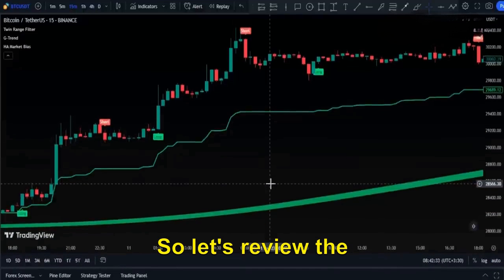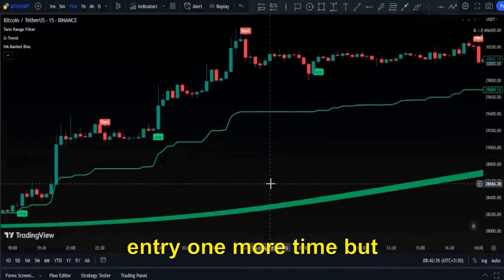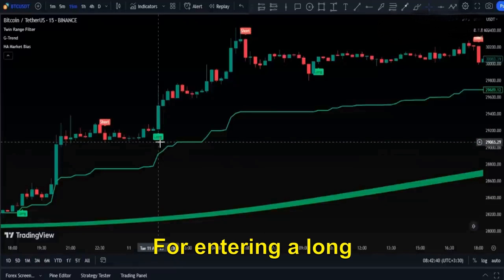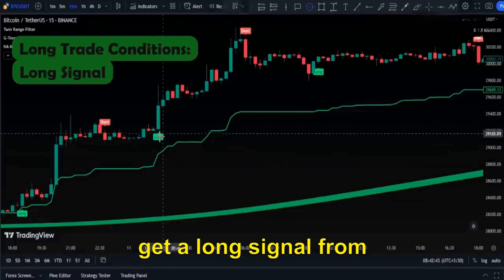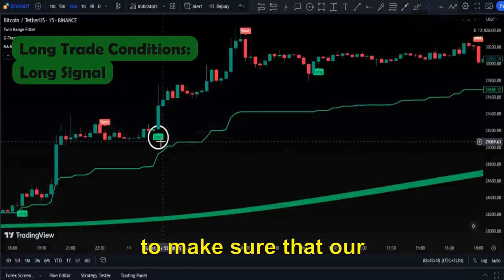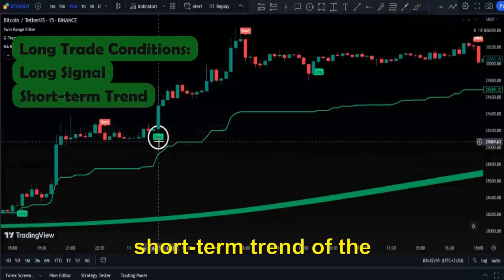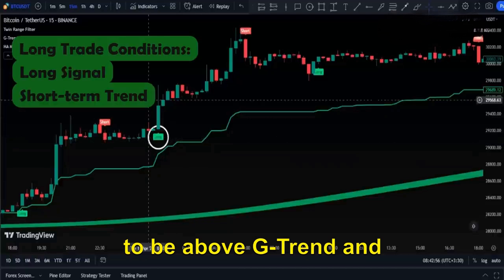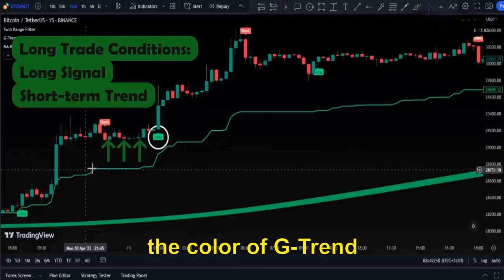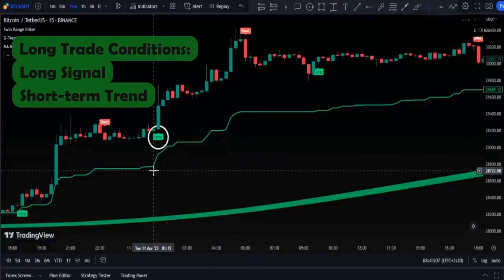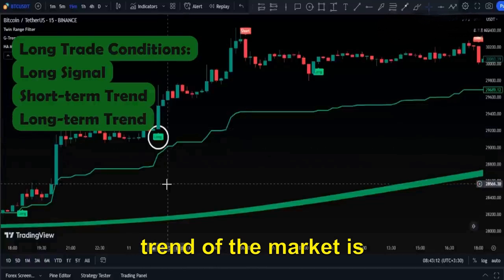So let's review the conditions of trade entry one more time, but this time with all three indicators. For entering a long trade, first we need to get a long signal from the Twin Range Filter indicator. Then we need to make sure that our signal is following the short-term trend of the market. For this to be true, the price has got to be above G-Trend and the color of the G-Trend graph should also be green.